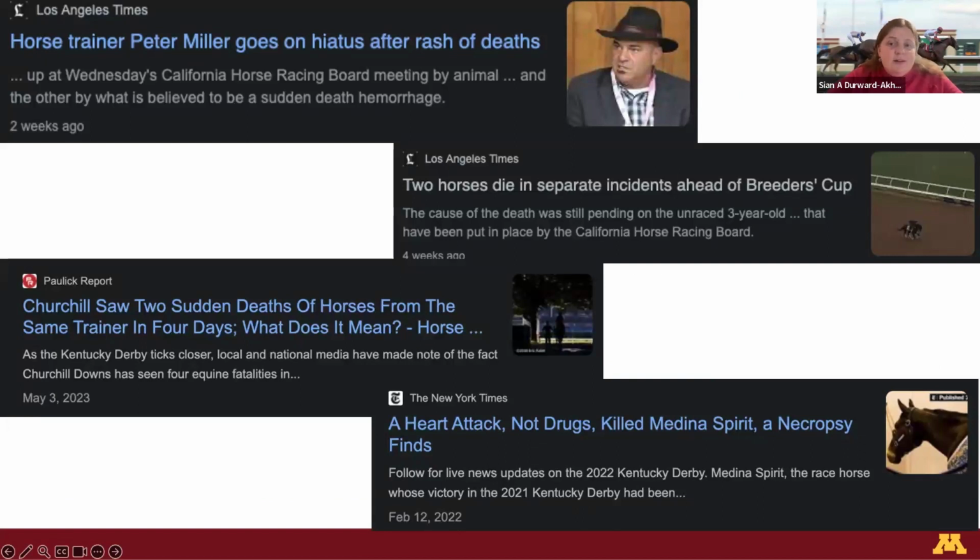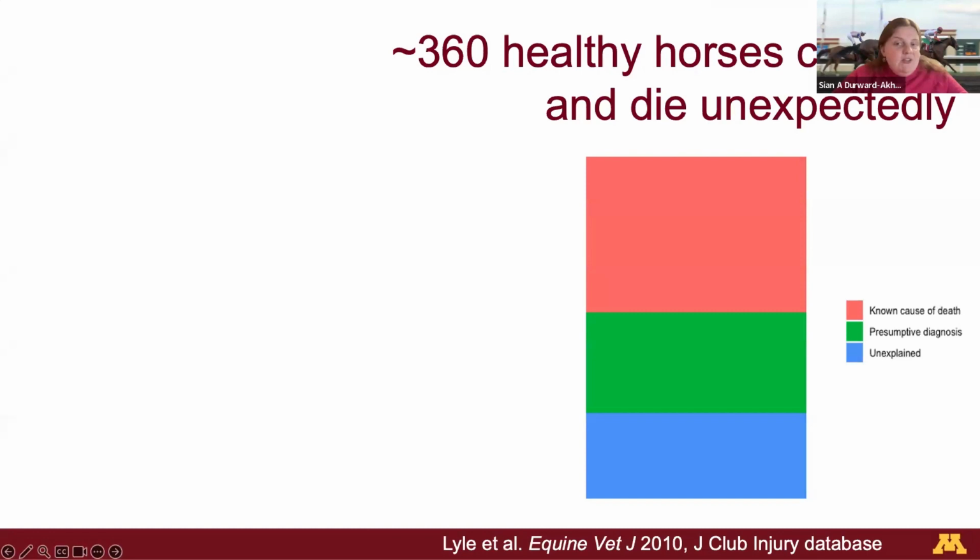So just like in humans, it's not hard to find stories of racehorses that have died suddenly while racing, and I'm sure that you're all too familiar with this. So each week, on average, about 7 racehorses die while racing in the US alone. And of these, just under a quarter die suddenly. And this study looked at almost 300 sudden deaths from 6 racing jurisdictions around the world. And you can see about half of them had a known cause of death identified at post-mortem examination.